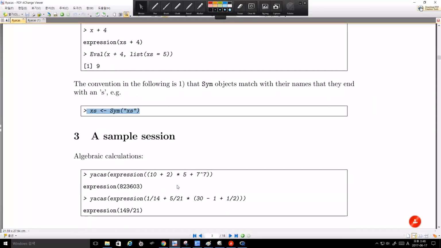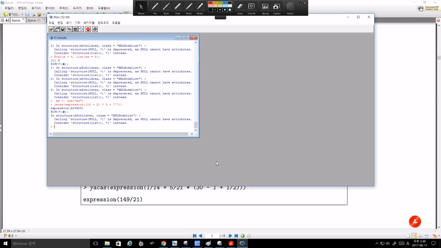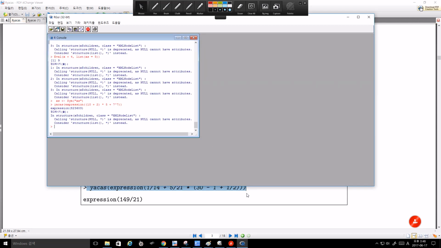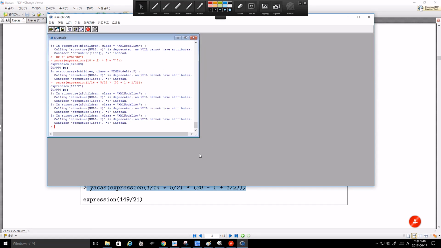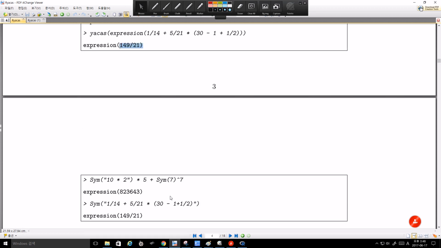Now sample session. This is an expression, a complicated one, and we know the answer. How about the fractions? We do Yacas fractions, then we have an expression something like 149 over 12. So if we use this Ryacas, we can calculate the fractions. We can work with the fractions as well.